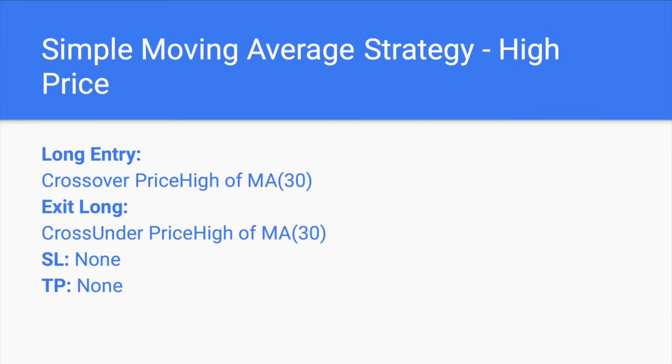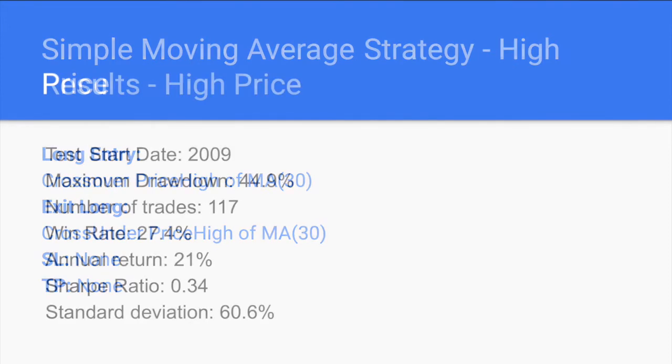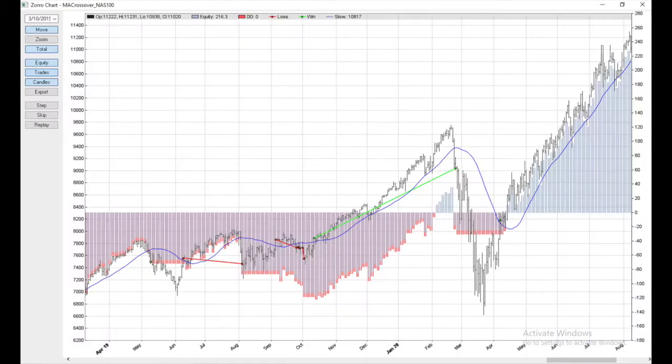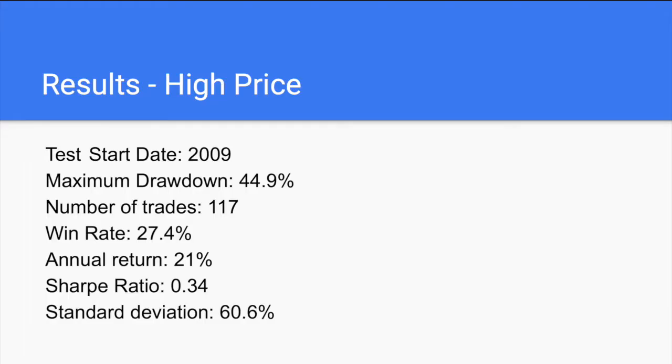In the third example, we're going to change the logic and look at the high price. So we've got the maximum drawdown of 44.9% with 117 trades at a win rate of 27.4%. The annual return is 21% at a Sharpe ratio of 0.34, and the standard deviation is 60.6%.